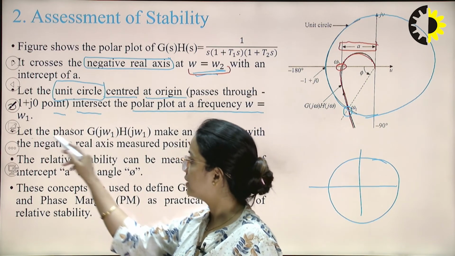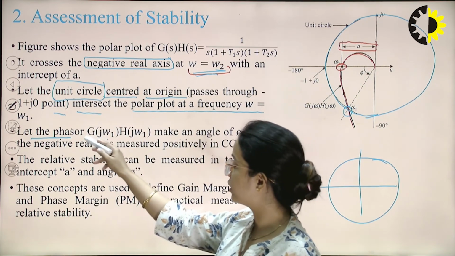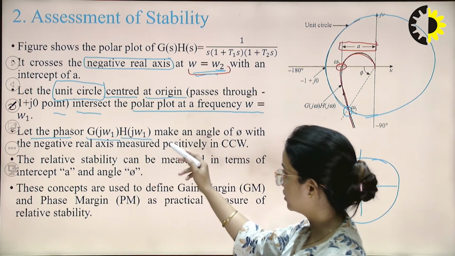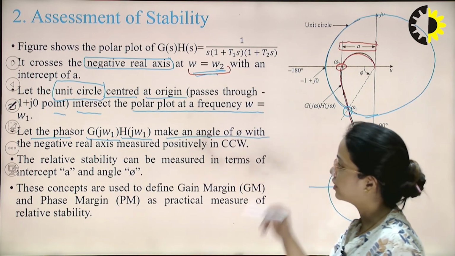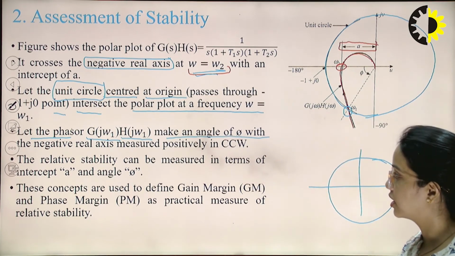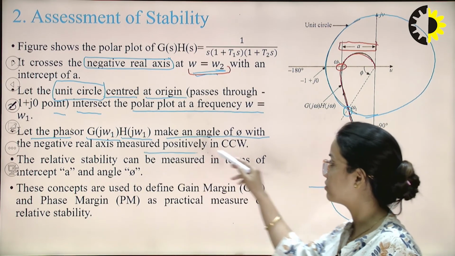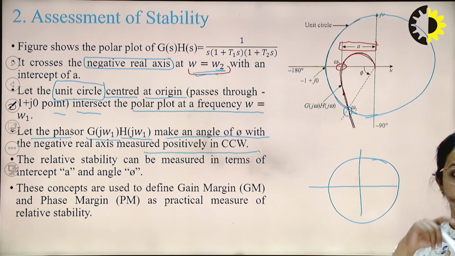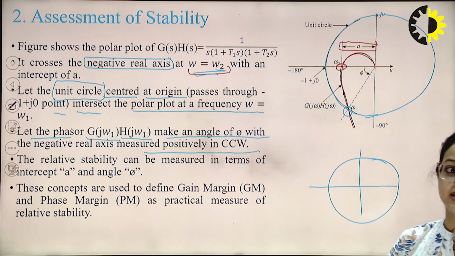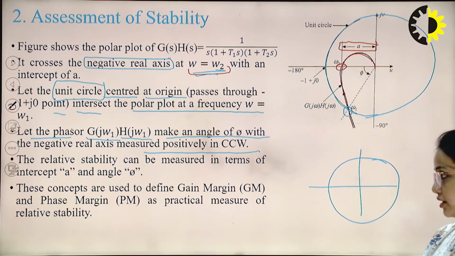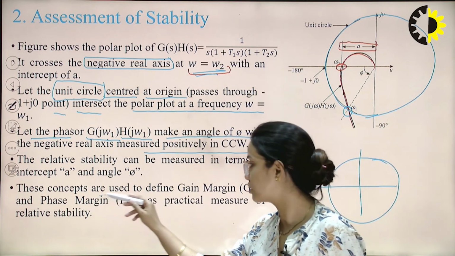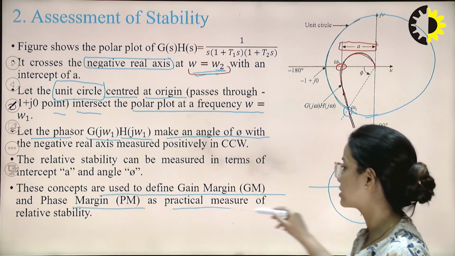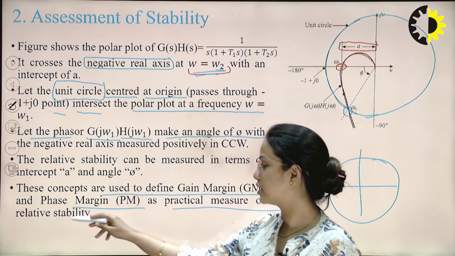Now, let the phasor G(j omega 1) make an angle of phi with the negative real axis, measured positively in the counterclockwise direction. The relative stability can be measured in terms of the intercept A and the angle phi. These concepts are used to define gain margin and phase margin as practical measures of relative stability.